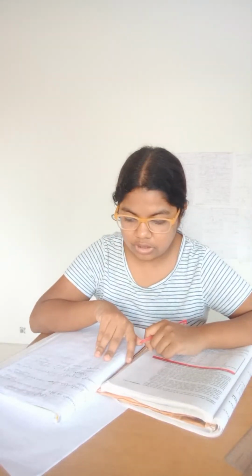Occurrence of oxygen. Oxygen is the most abundant of all elements on the earth. Oxygen forms 46.6% by mass, not by volume, of the earth's crust. Dry air contains 20.946% oxygen by volume.